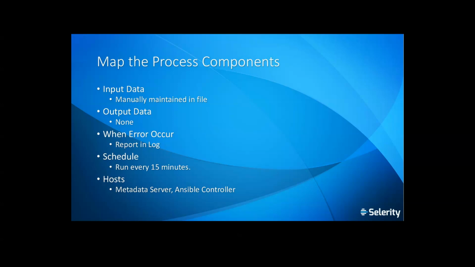So we look at the input data. Now, the input data in this scenario is manually maintained in a file. There's no output data as such, so there's no actual output data that goes onto other processes per se. And what do we want to do when errors occur? In this case, we're just going to report them in the Ansible log. How often do we want to run this? We're going to do this every 15 minutes. And it's going to run on the metadata server and the Ansible controller.